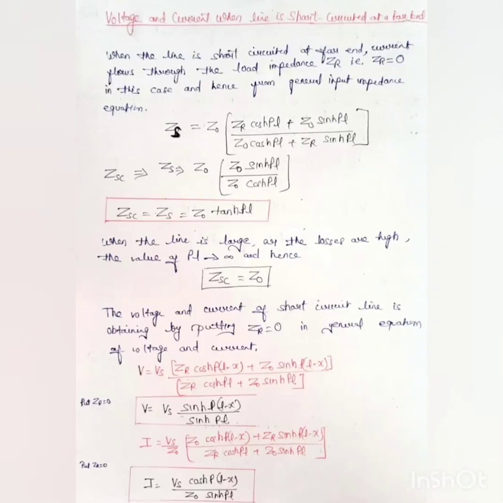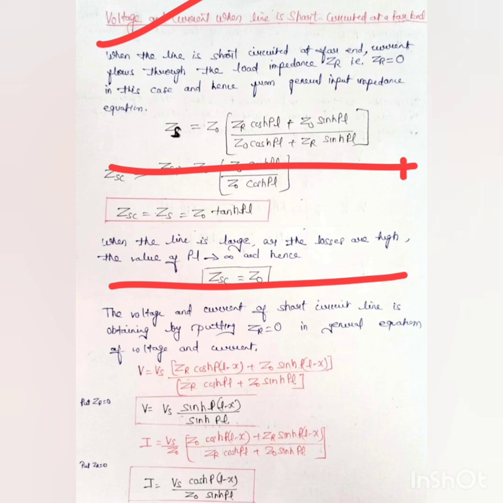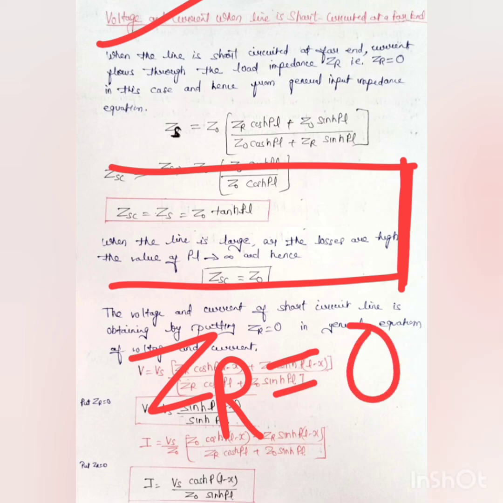Now moving on to the next, the voltage and current when the line is short circuited at the far end. We will discuss the case when our transmission line's receiving end is shorted. In that case our load impedance must be 0, and we use this condition in our input impedance expression as well as in voltage and current.